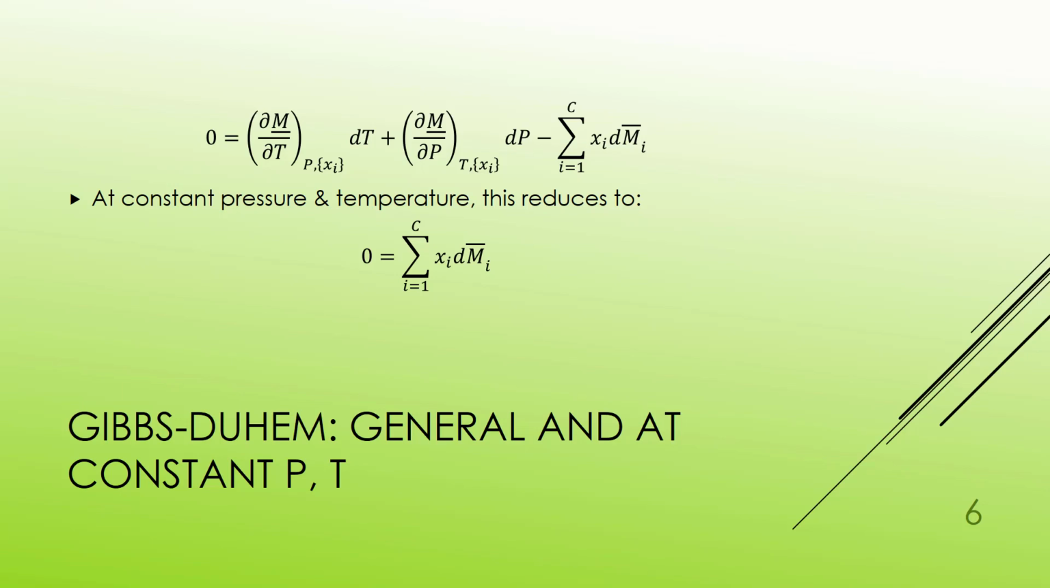Now, this is the general form of the Gibbs-Duhem equation, and we're going to be looking at this and one other special case where we fix the pressure and temperature. And if I fix the pressure and temperature, these first two terms will be identically 0, and I'm left with the sum of the xi's times changes in the partial molar properties. They will add up to be 0. And so these are going to be the two forms of the Gibbs-Duhem equation that we will be looking at.